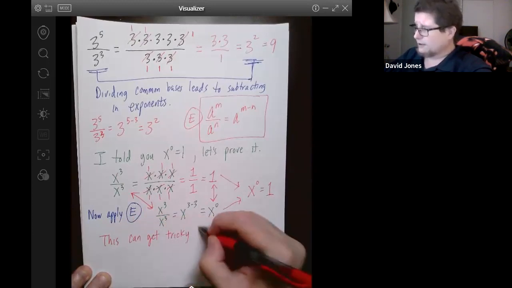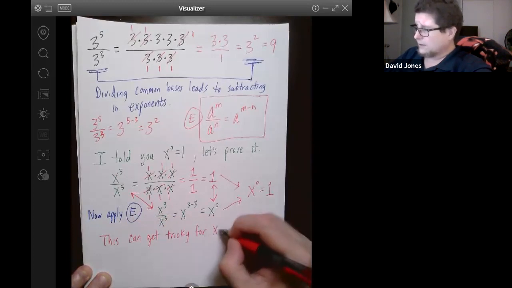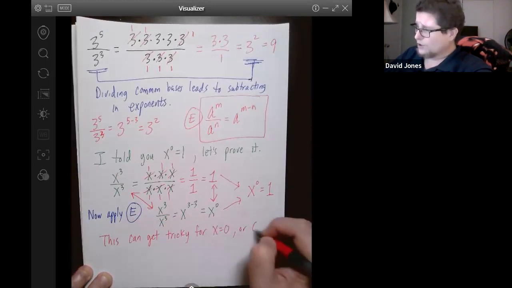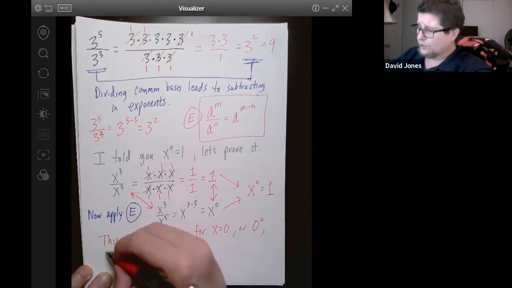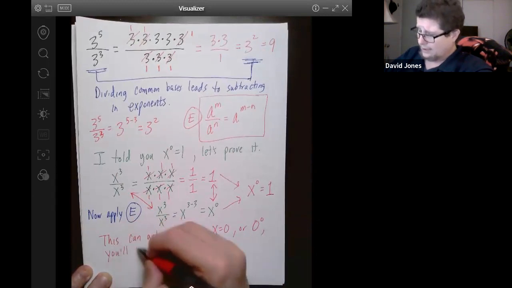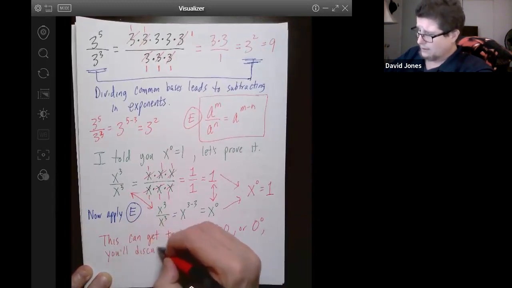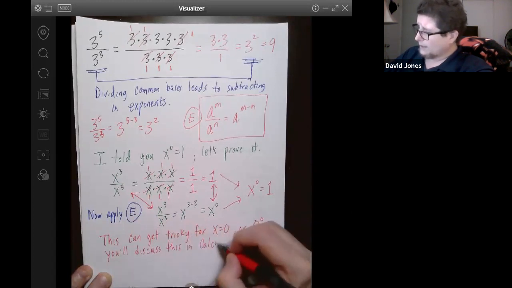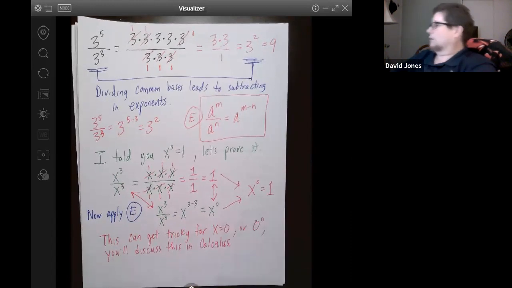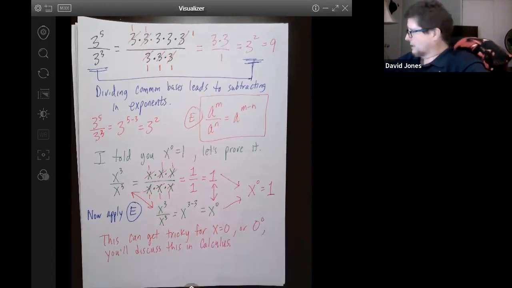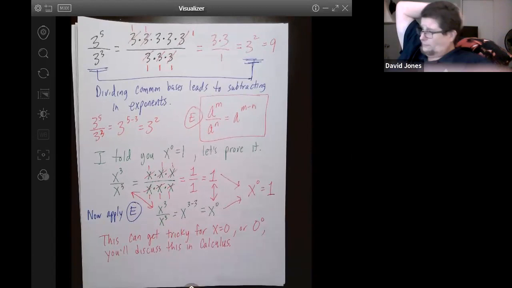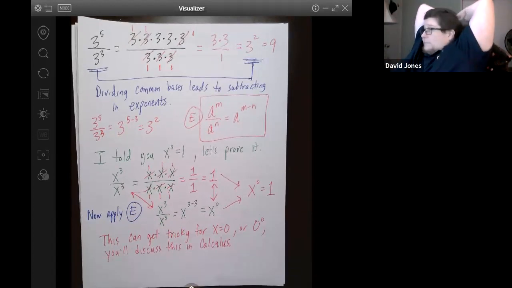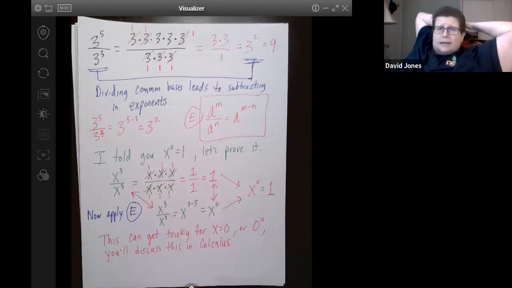This can get tricky for x equals 0, or 0 to the 0 power, and you'll discuss this in calculus. Let's just save the surprise for you. Let's not blow up your brain now. How we doing? Everybody following? Everybody doing good? All right.